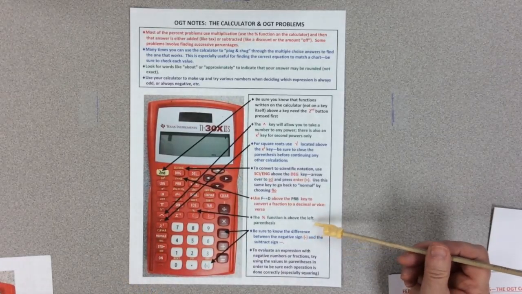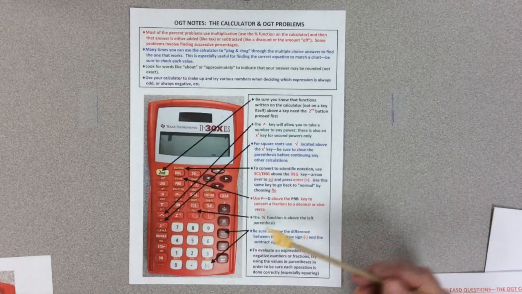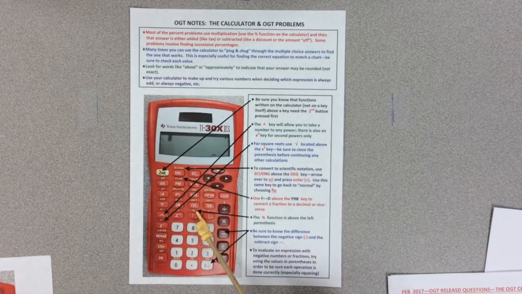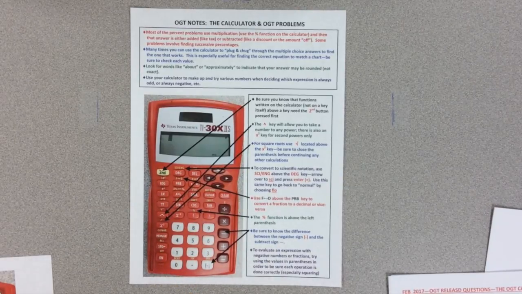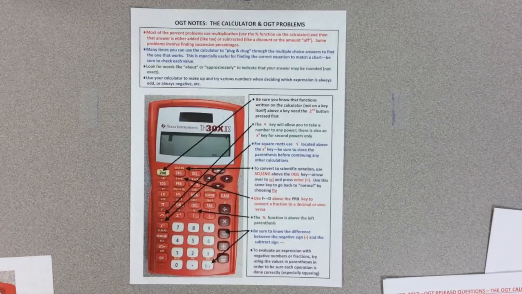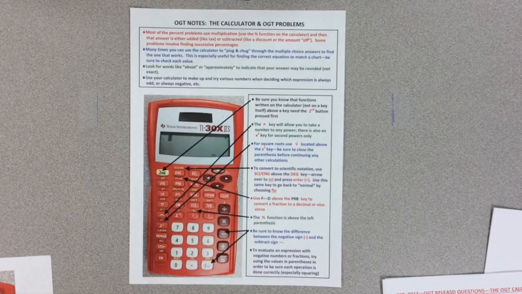Some of you haven't used the percent key much. The percent key is above the left parenthesis, so you'd need second parenthesis to get to the percent key. That way you don't have to worry about converting the percent to a decimal yourself. That key will do it for you.